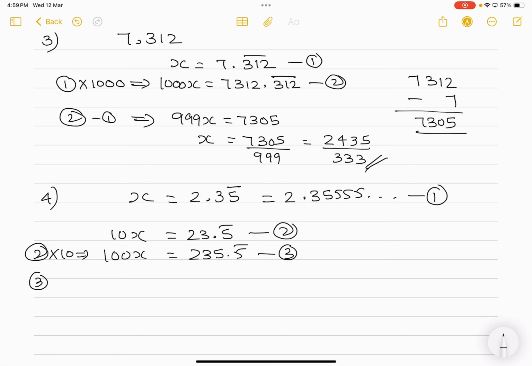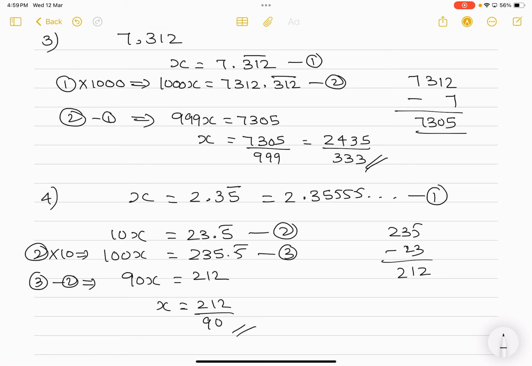Now subtract: third equation minus second equation. It will become 90x, which is equal to 235 minus 23, correct? Because the 5 bar gets cancelled. So 235 minus 23, you will get 212. So x is equal to 212 by 90. Okay, because both are even numbers, it will go in the 2 table.